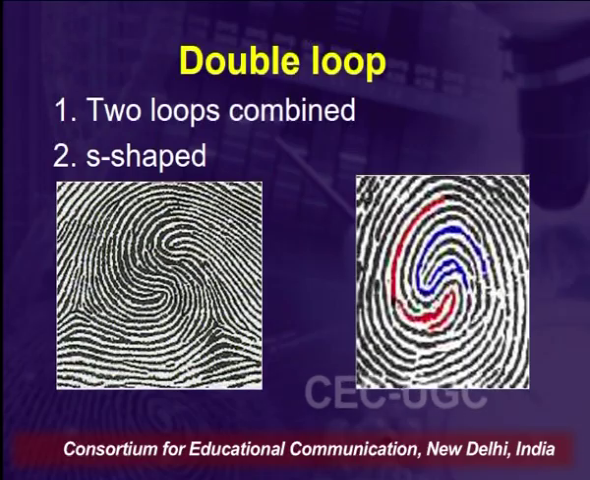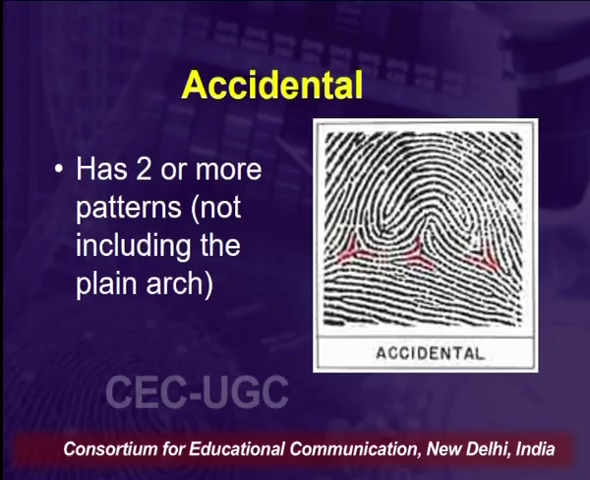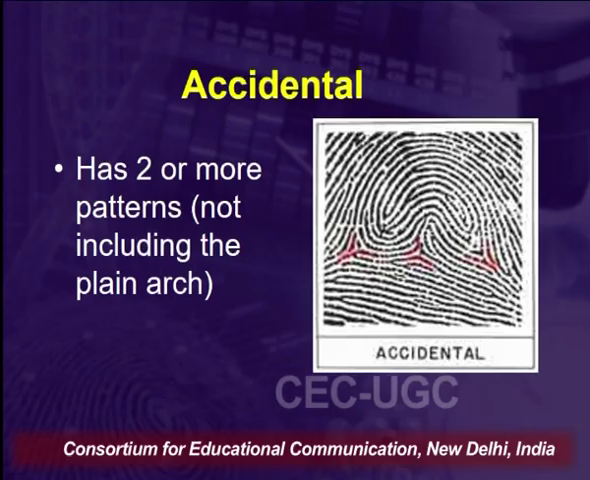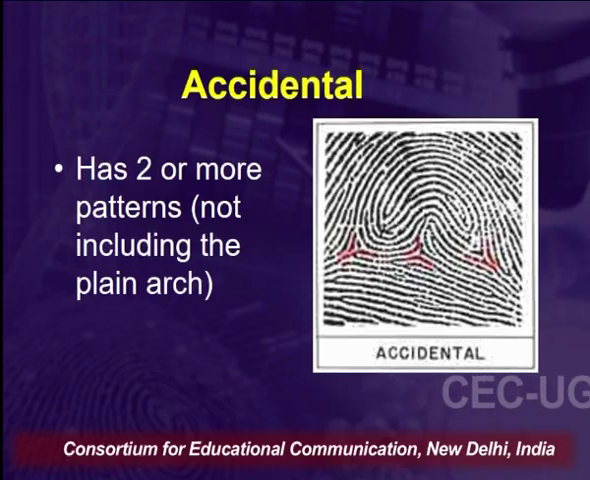Double loop: when we have 2 loops combined in an S shape, we call it a double loop. In the double loop we have 2 cores and 2 deltas, but mostly in the plain loop and the central pocket loop we have 1 core and 2 deltas. An accidental pattern is when we have 2 or more patterns together, but it does not include the plain arch.